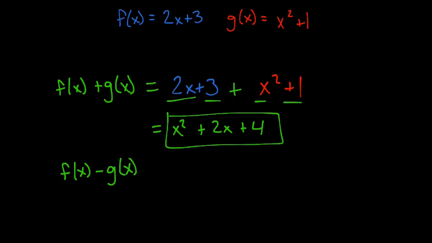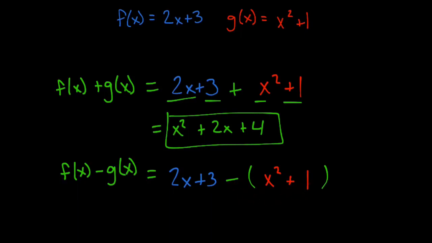F of x minus g of x, not that different, very similar, except we just have a minus sign between there. So we have 2x plus 3 minus, and here we do have to be careful because we have to subtract the entire function g of x. So make sure that you include parentheses so that that negative gets distributed to both terms of g of x. If we don't put those parentheses, then we just have minus x plus 1, and that plus 1 is going to be positive, but we need that minus to go to it, so it should be negative.